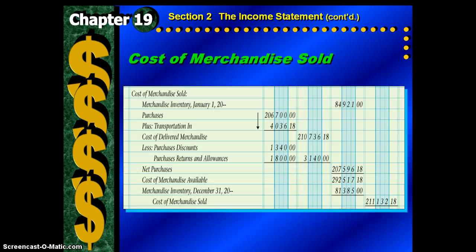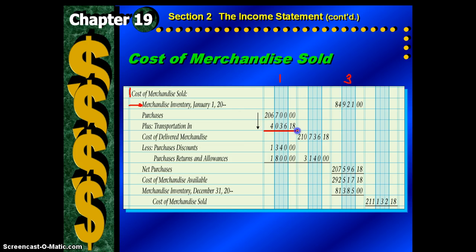So let's take a look at this area on our 4-column worksheet here. We're going to start off at the top, aligned to the left with a colon, cost of merchandise sold. Underneath that, indented, we're going to enter in our beginning inventory. This happens to be on January 1st. So merchandise inventory as of January 1st is going to go into, again, the 3rd column. From there, we're going to add in our purchases. We start with our first column, we enter the value in there. And we're also going to add in our transportation. So plus transportation in goes in the first column.